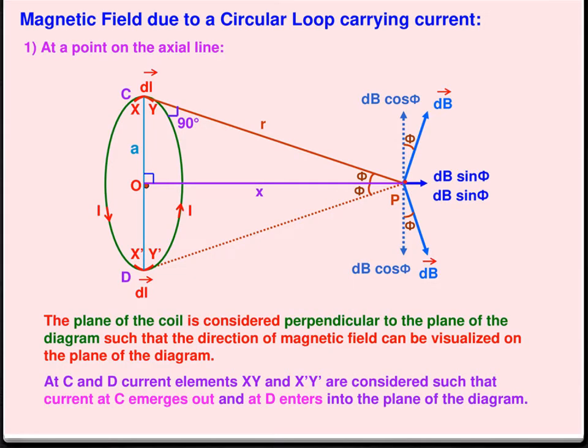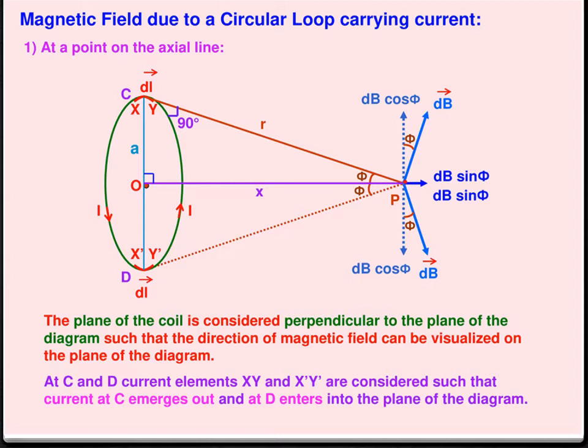First of all, magnetic field due to a circular loop carrying current. In the previous classes, we have seen the magnetic field due to a long straight conductor carrying current. It is similar to that only. In the previous one, we saw a long straight conductor, but here we are going to see the circular loop carrying current.